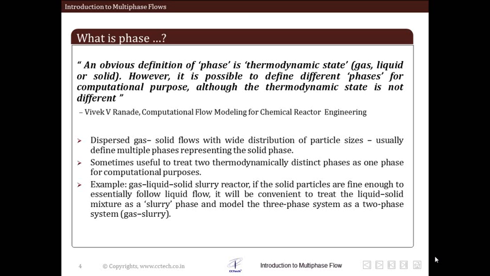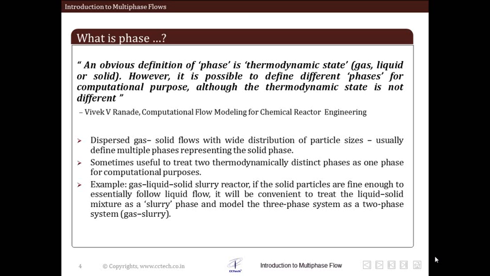Sometimes it is also useful to treat two thermodynamically different phases as one phase for computational purpose. As an example, let us consider gas, liquid, solid, slurry reactor. This particular flow will contain three distinct phases, that is gas, liquid and solid. But solid is very minute and fine particles which generally follow the liquid. So they do not have the distinct flow or fluid velocity than that of the liquid. In such cases, for modeling point of view, it will be convenient to consider liquid and solid clubbed together as single phase, called as slurry. Thus, this particular complex three-phase system now is converted into a two-phase gas slurry system.